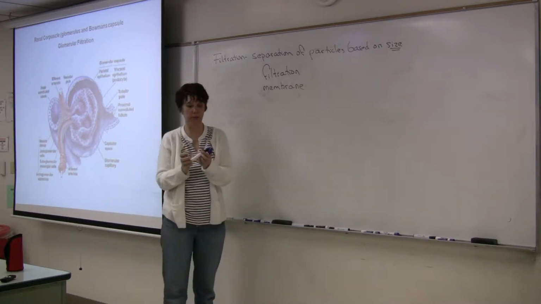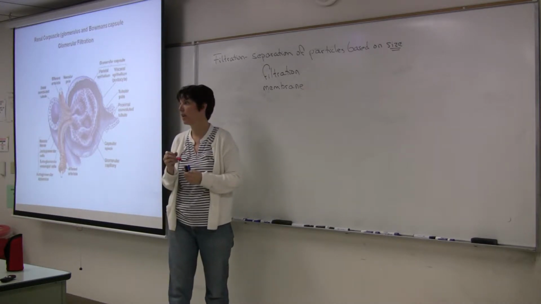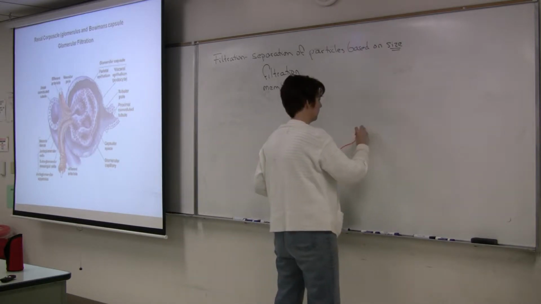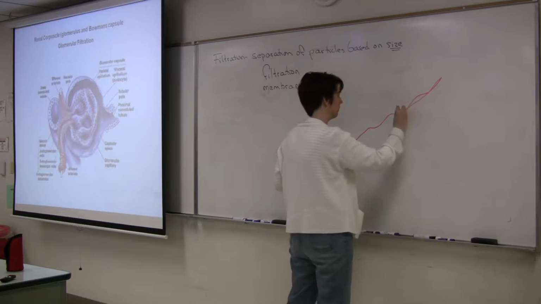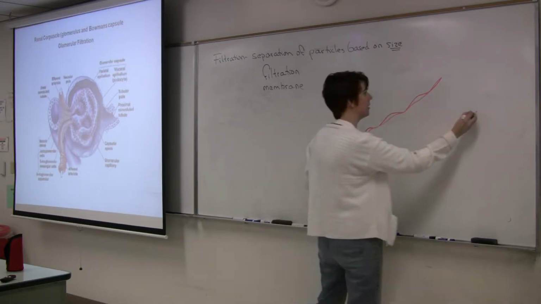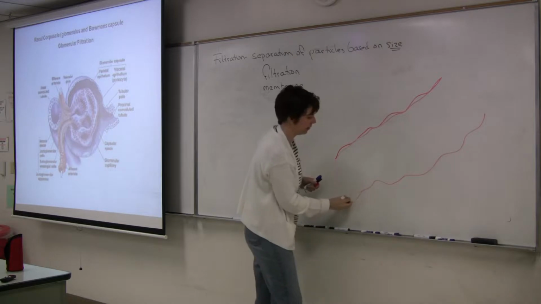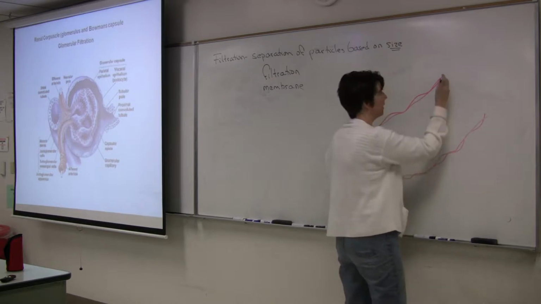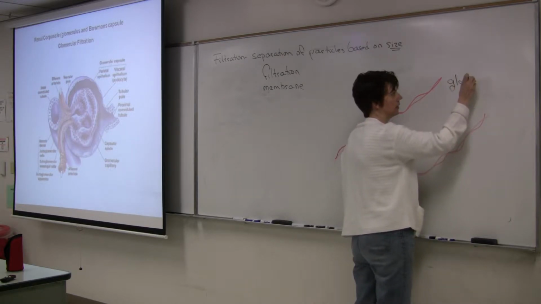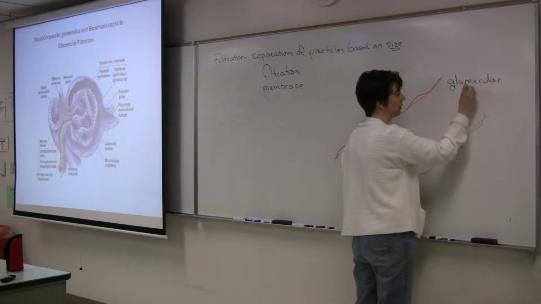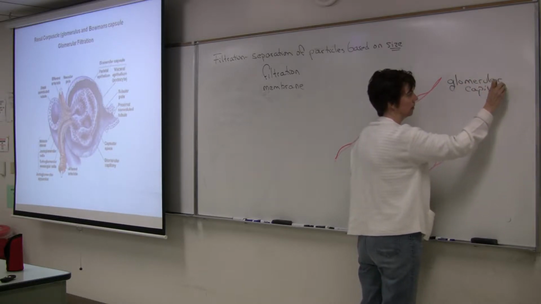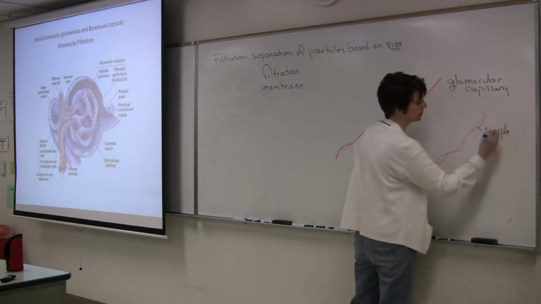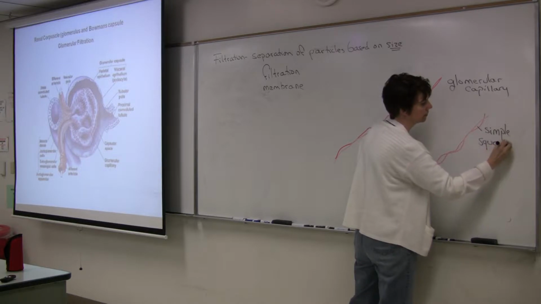So I'm going to draw first the simple squamous epithelium of the capillary. And we'll draw both sides of the capillary here. So this is not the peritubular capillary, this is the glomerular capillary. And simple squamous epithelium.